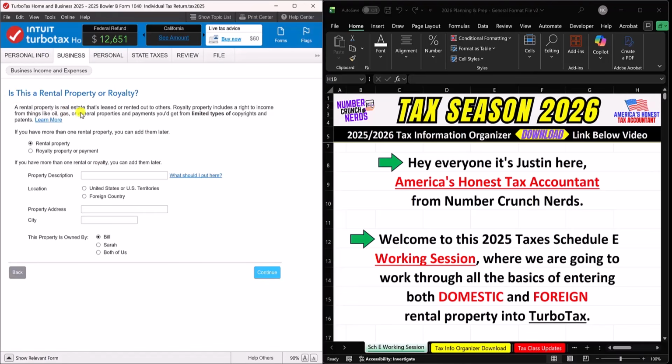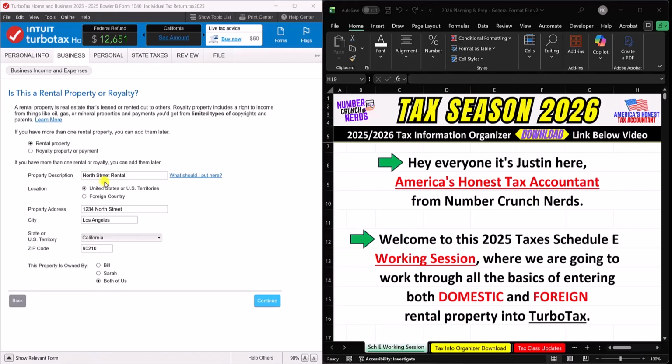Okay, next item, is this a rental property or a royalty? A rental property is real estate that's leased or rented out to others. For this example, we are going to do a rental property, not a royalty item. We're going to call this the North Street Rental. We're going to say it's a domestic property located in the United States. Here is the address we're going to use, and this tax return has a married filing joint couple in it. We are going to say that this property is jointly owned by both of them.